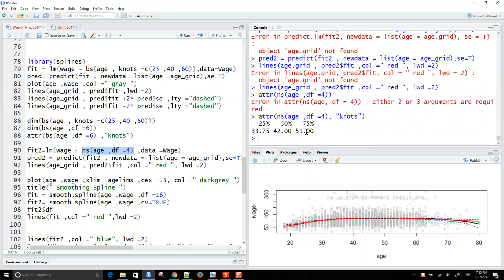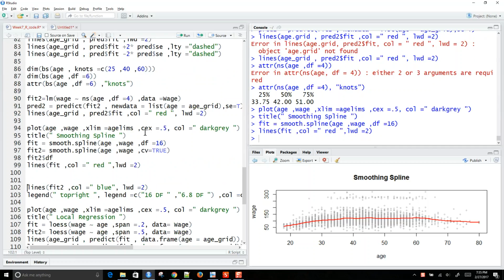Oh, smoothing splines. Okay. And so for one more, we'll create smoothing splines. All right, and there's a function for smoothing splines, and we'll fit this. Okay. So this is using df equal to 16 as one way to declare how smooth this thing has to be.